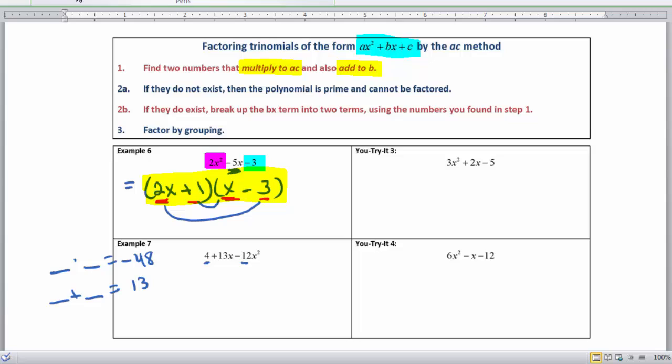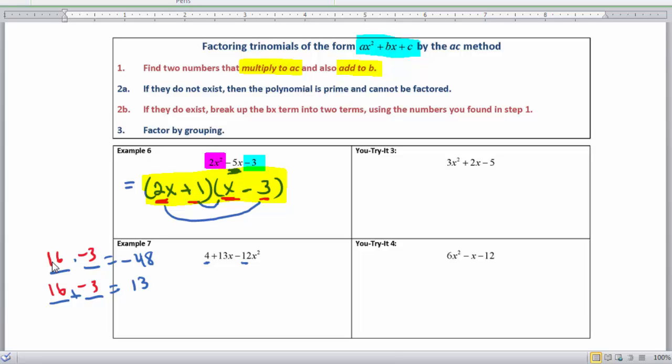So do these numbers exist? Well, positive 12 and negative 4, nope, not quite, because that would add up to 8. So the one that would actually work here would be if I used 16 and negative 3. Because 16 times negative 3 is going to be negative 48, and 16 plus negative 3 is going to be 13.